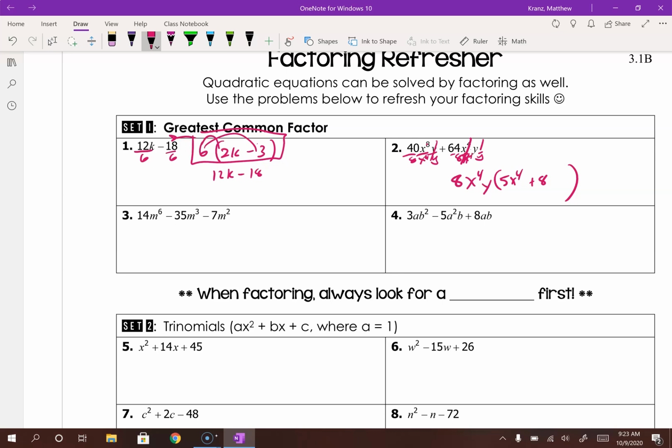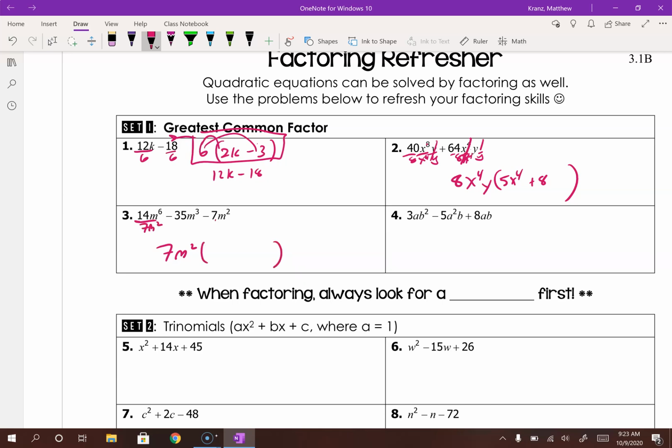All right, let's go ahead and try this one. We have 14, 35, and 7. Right, what goes into all of them? Well, 7. Now we see we have an m to the 6th, m to the 3rd, m squared. So we're going to use the smallest one, which is m squared. So now we go ahead and start dividing.